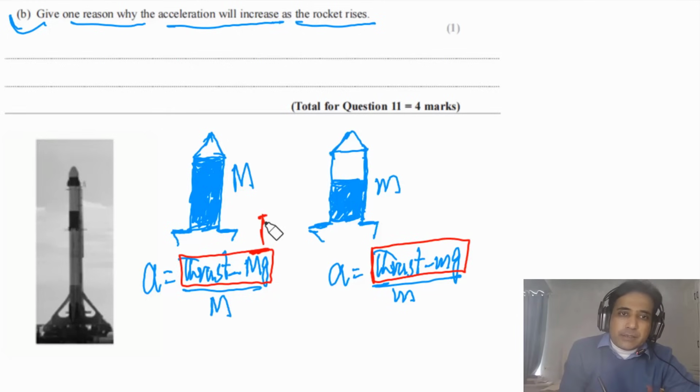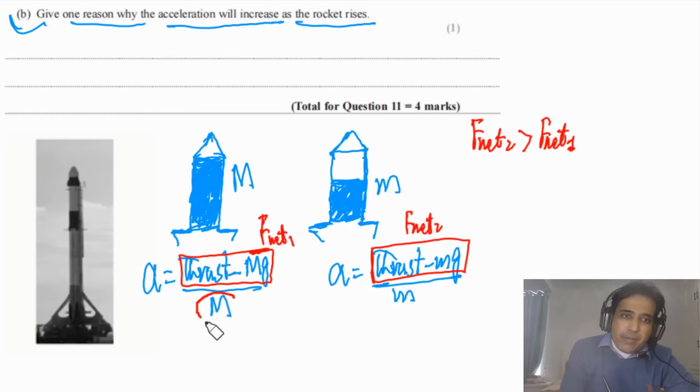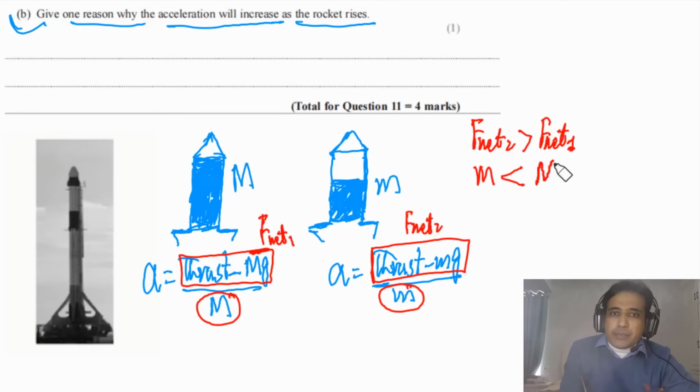So we can say, let's say this is F1, this is Fnet 1 and this is Fnet 2. So in this case Fnet 2 is greater than Fnet 1 because thrust is constant. And also if we compare the mass, this capital M with this small m, small m is lower than capital M.